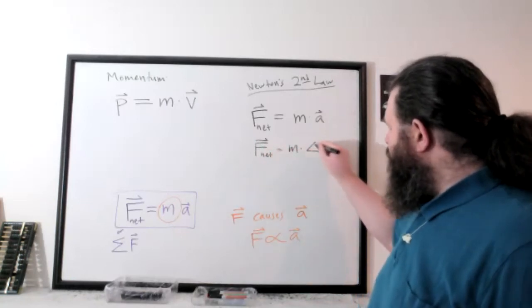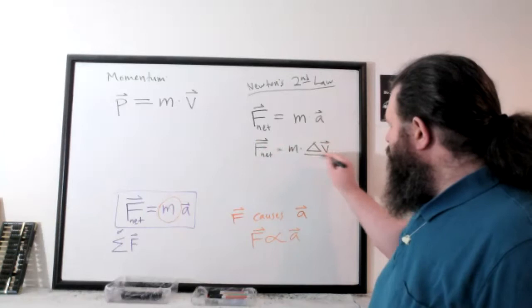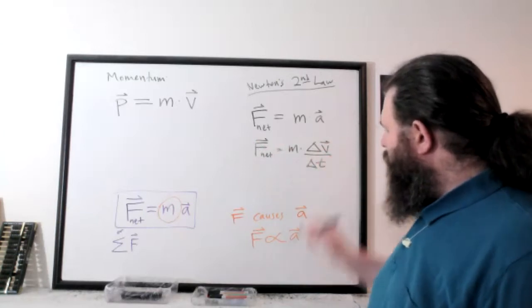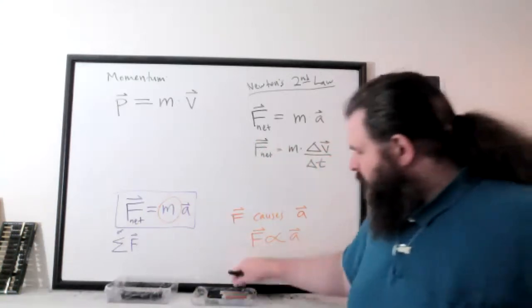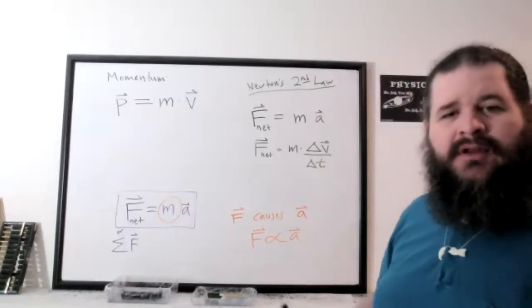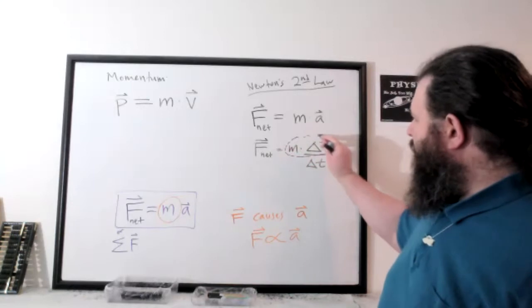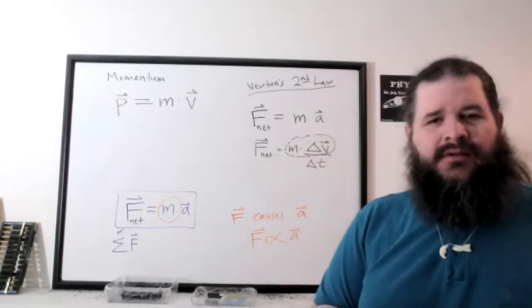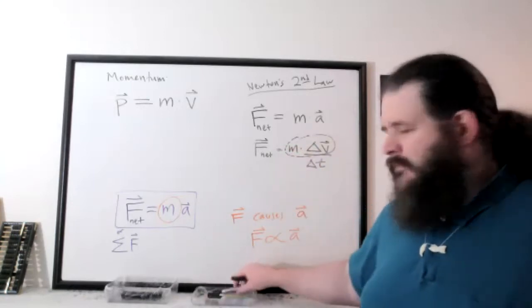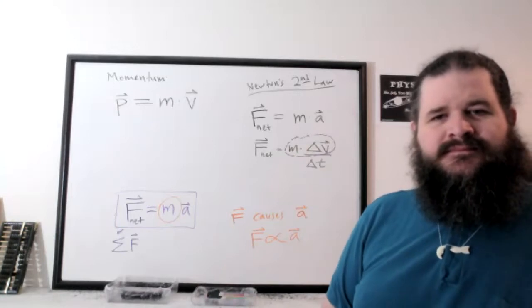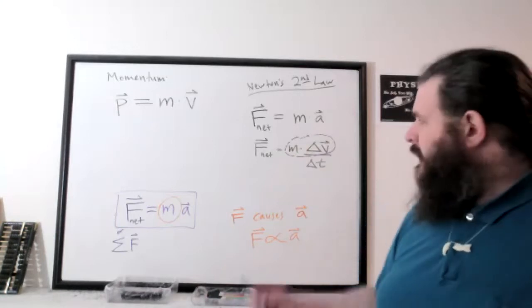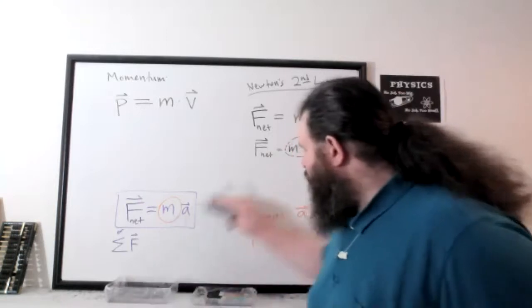As you said, change in velocity over change in time. And one other change we can make, one other substitution. Here we've got a mass times delta V. What's that equal to? Change in momentum. Yeah, mass times change in velocity is change in momentum.